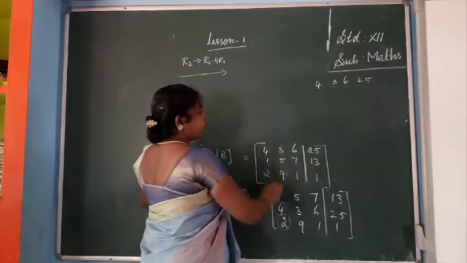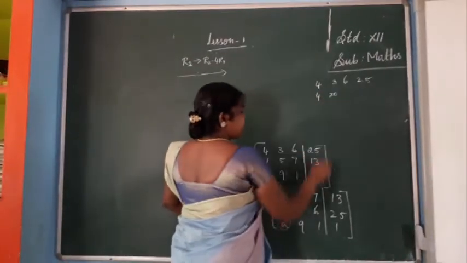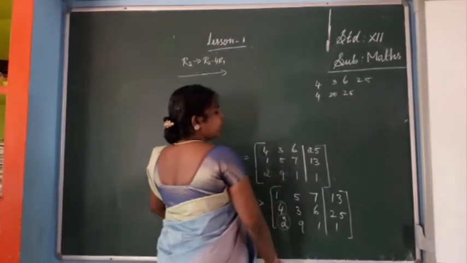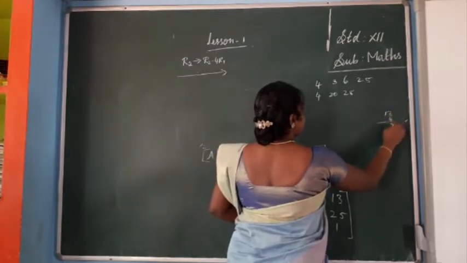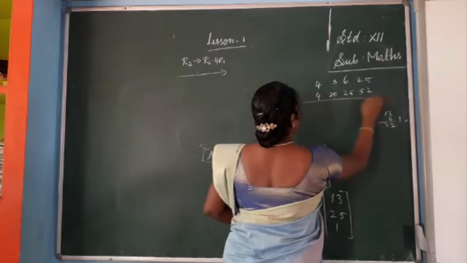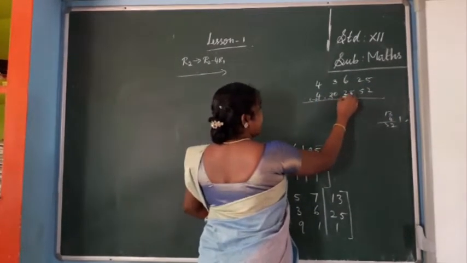So what is that? 4 times 1 is 4. 4 times 5 are 20. Next 4 times 7 are 28. 4 times 13, 52. Okay. Now you have to subtract. So minus, minus, minus, minus.